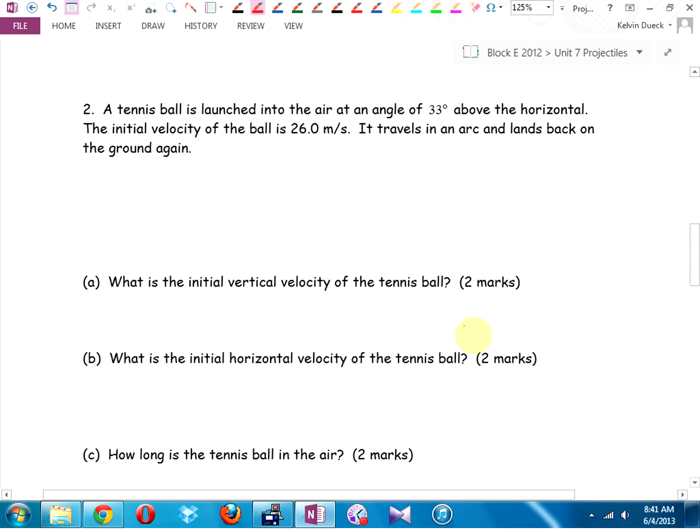But I chose not to. Number 2, a tennis ball is launched into the air at an angle of 33 degrees. Here I did give you room to draw. We have this.